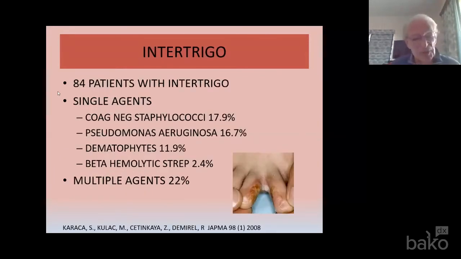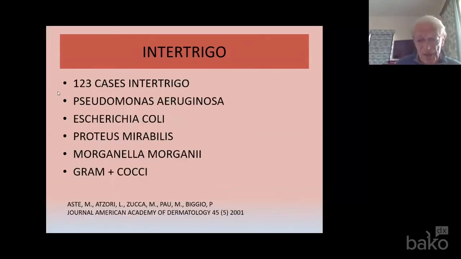Intertrigo is the term generally used to refer to these multi-organism infections between the toes, and you see lots of different studies with lots of reported different organisms, and they're quite variable from report to report. Many of them have coag-negative staph, Pseudomonas, dermatophytes, sometimes streptococcus infections, which really can spread quite rapidly from between the toes proximally. Here's another study showing predominantly gram-negative organisms causing intertrigos and secondary gram-positive organisms in addition.